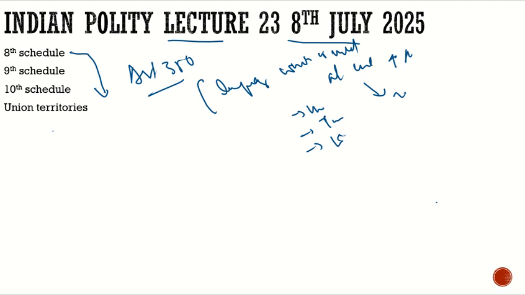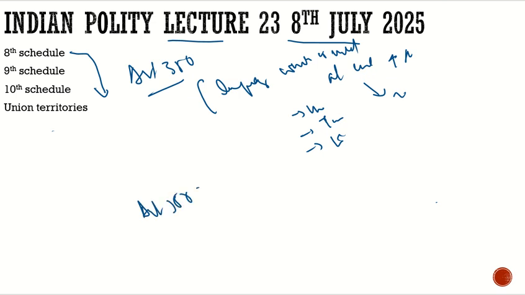So this is Article 350. What does it say? For example, you have a grievance in a particular state and you want to file a complaint, then which language will you choose? It will be the language spoken at the center and the language spoken in that particular state. Then we have Article 350A.